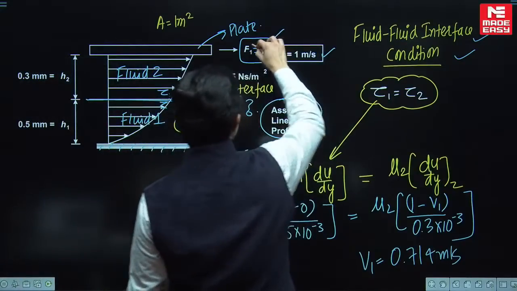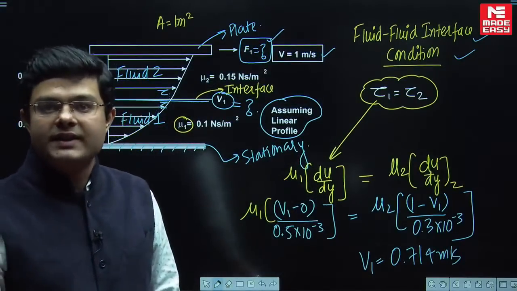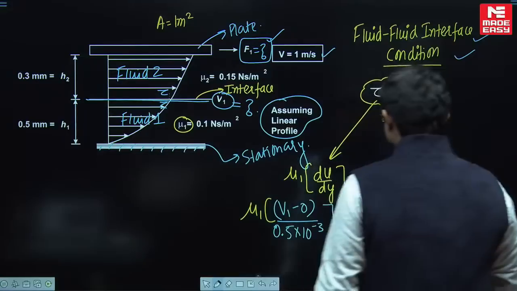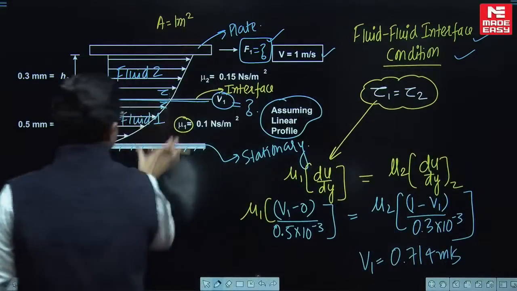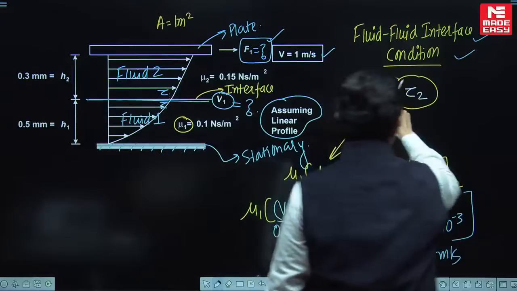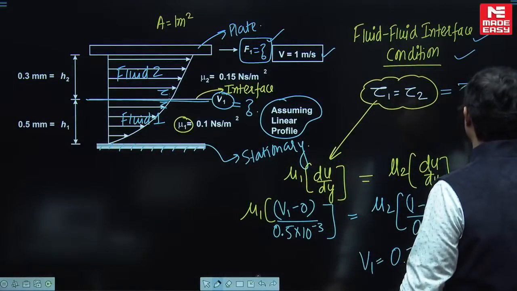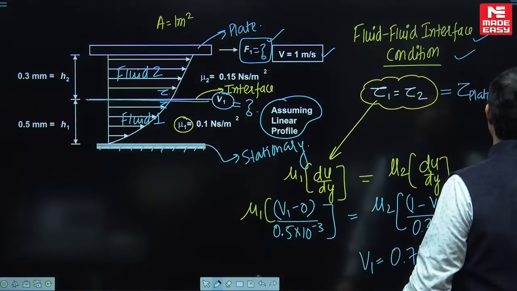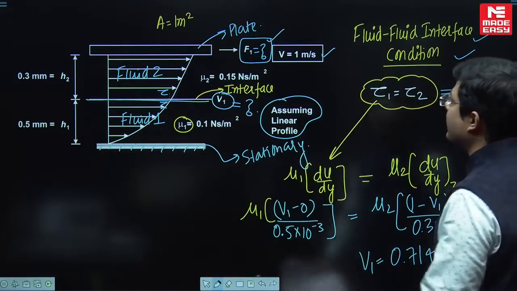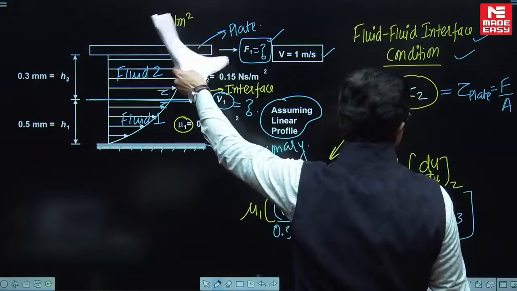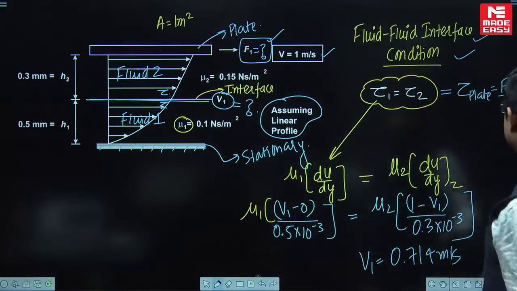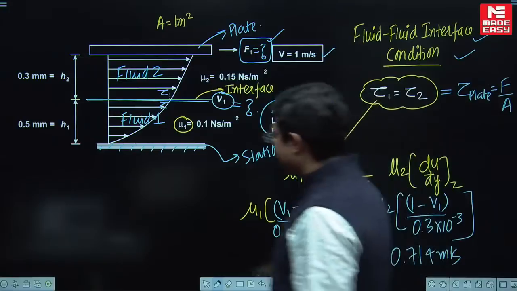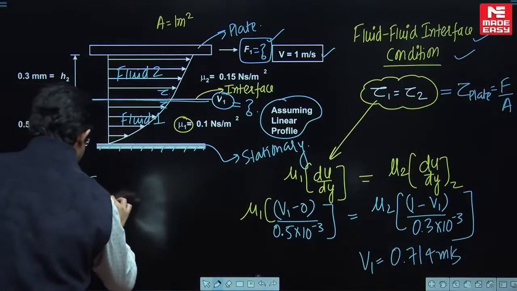You need to find out the force that is required over the top plate. So you know the shear throughout is constant. Therefore tau 1 equals tau 2, which is also equal to tau over the plate. And tau over the plate can be written as force divided by area of the plate. Area of the plate is given as 1. Clear, guys? So equate this to this, and you will get the value of force. You guys can easily solve.